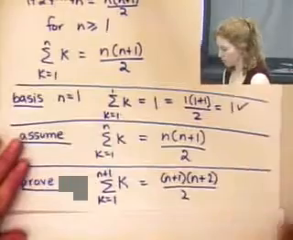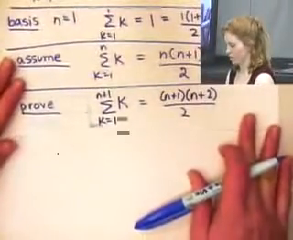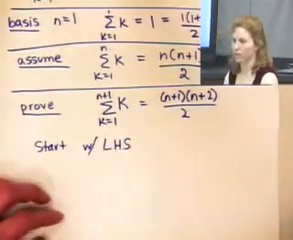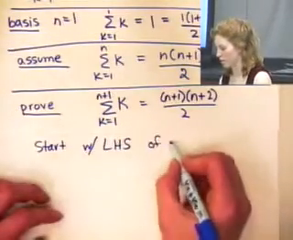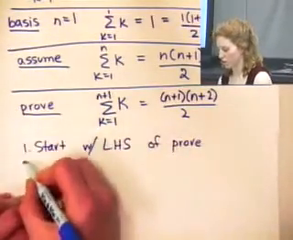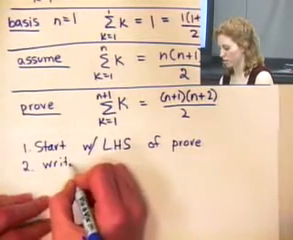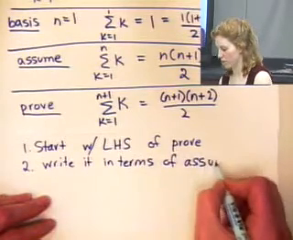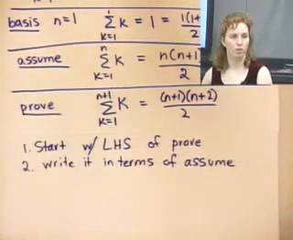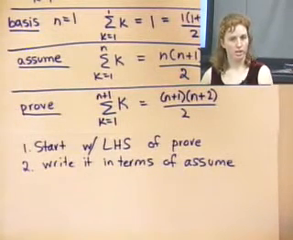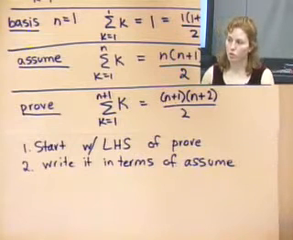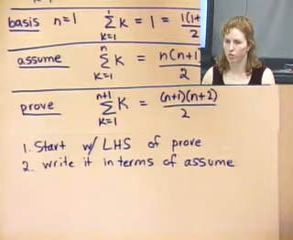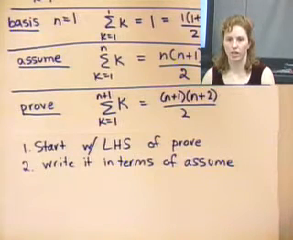So let's try this one. What I usually do is I start with the left-hand side. That's what LHS is going to stand for. Left-hand side of the proof statement. The next thing I do is write it in terms of the assume statement. And this again is just like we've done direct proof with our propositional calculus, because we were normally looking at what we were trying to prove and finding things in our givens that looked like what we were trying to prove. So what we're trying to do is make our given look like what we're trying to prove.